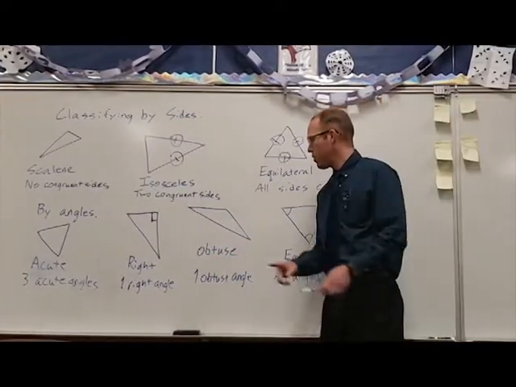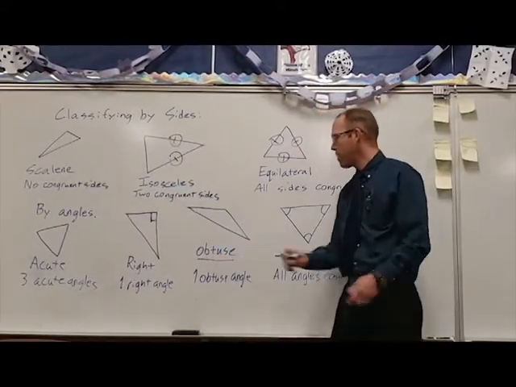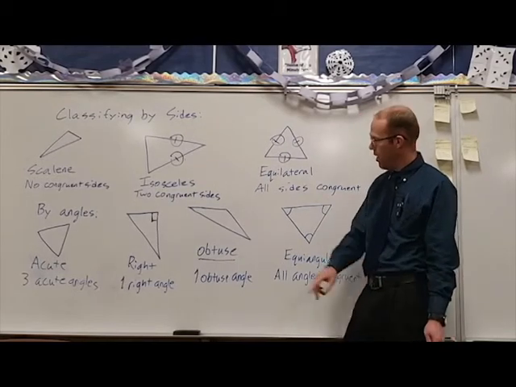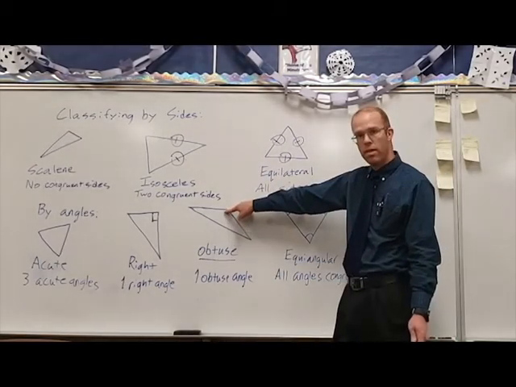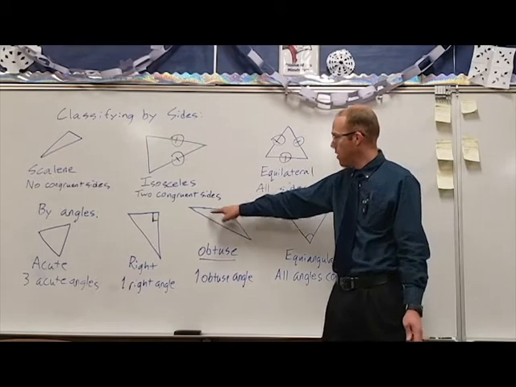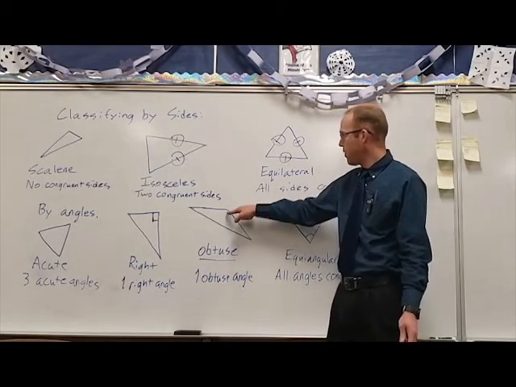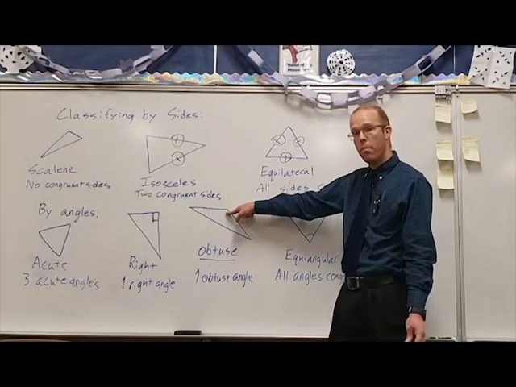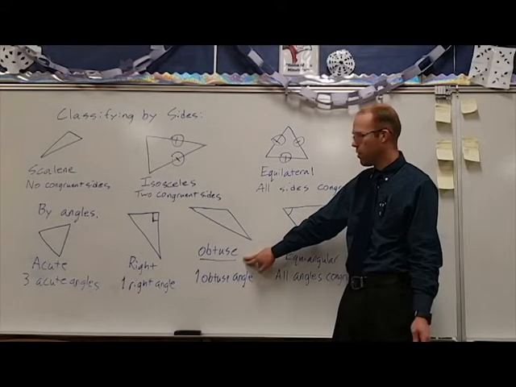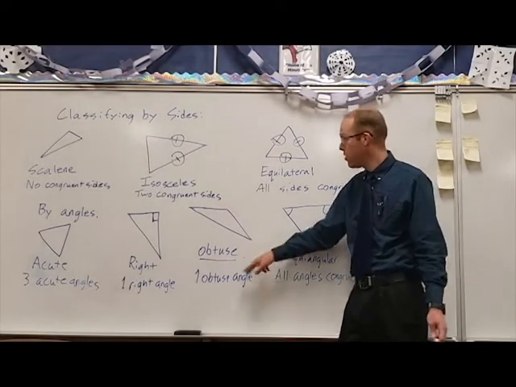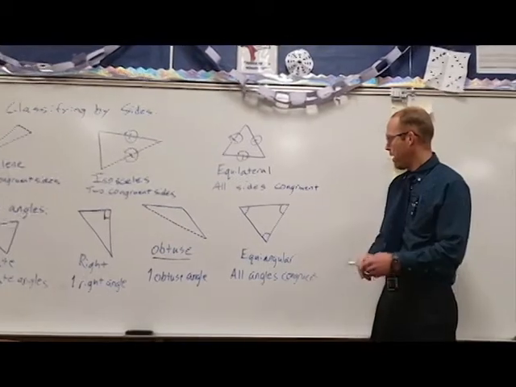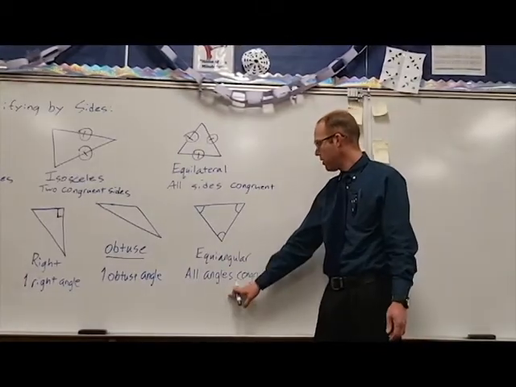Third is obtuse. The word obtuse means that it is greater than 90 degrees. And we can see that this angle right here is larger than 90 degrees. The other two are acute angles, but if we have one angle that is obtuse, the triangle as a whole is known as obtuse. And last, we have equiangular. That means all angles are congruent.